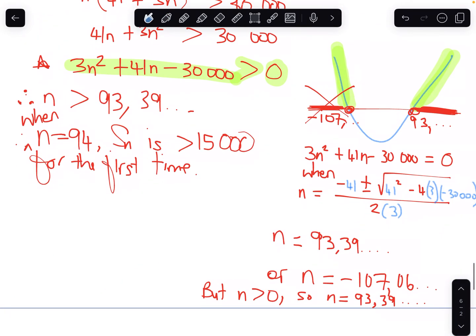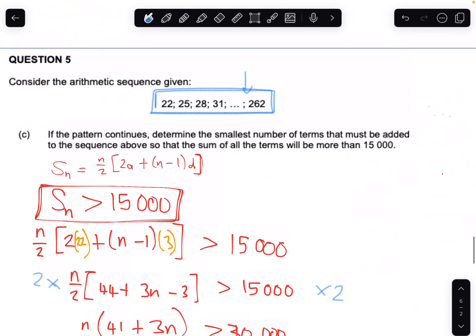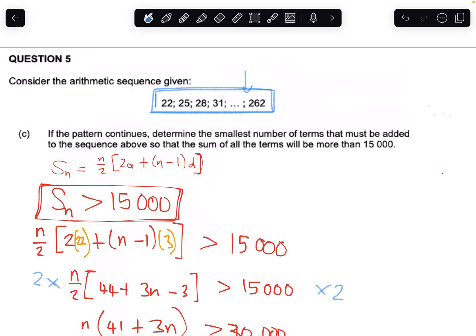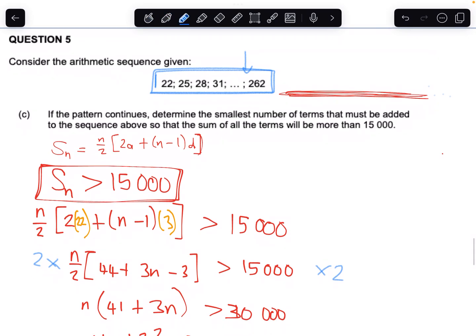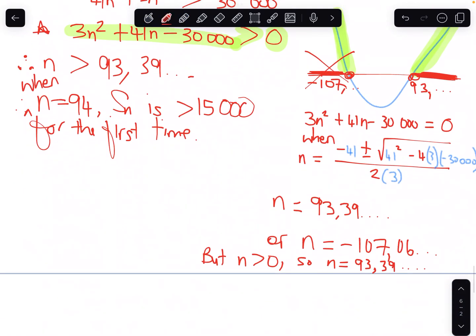That's important, right? So for any n after that, it will of course also be greater than 15,000, but what we're interested in is the smallest number of terms to add together in order to get over that 15,000 sum, right? So the question also, it didn't say how many terms do we need to add together. It says how many more terms do we need to add to this sequence in order for the sum to be more than 15,000. And because we know that we've got 81 terms here, right? If we want to get to 94 terms, that means we need to add 13 more terms. Okay, so our final answer is must add 13 more terms.